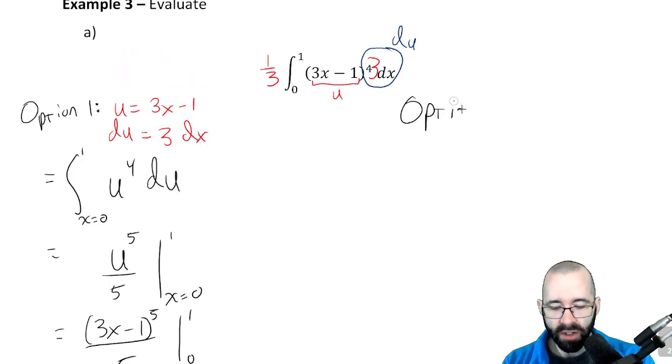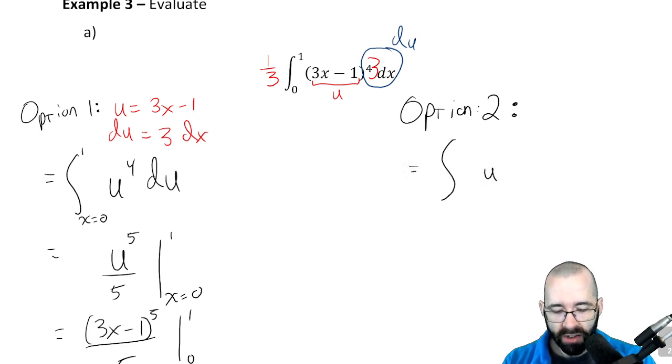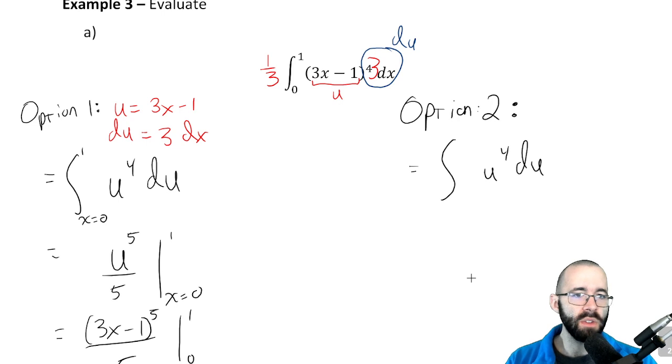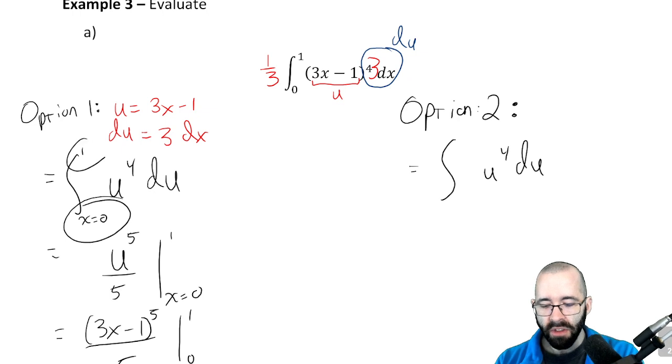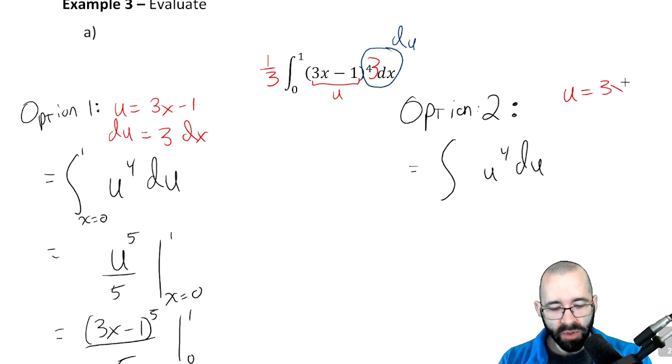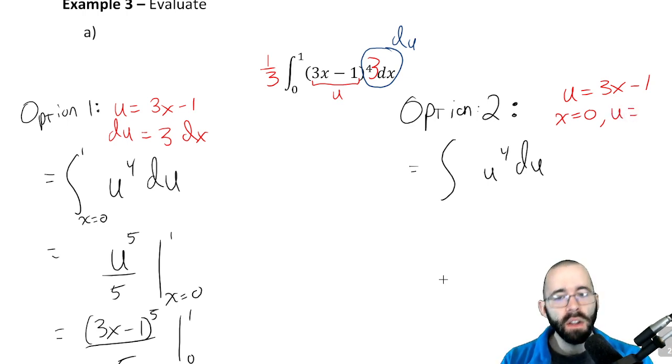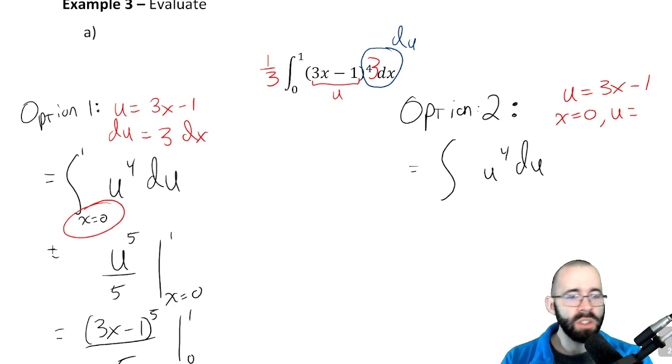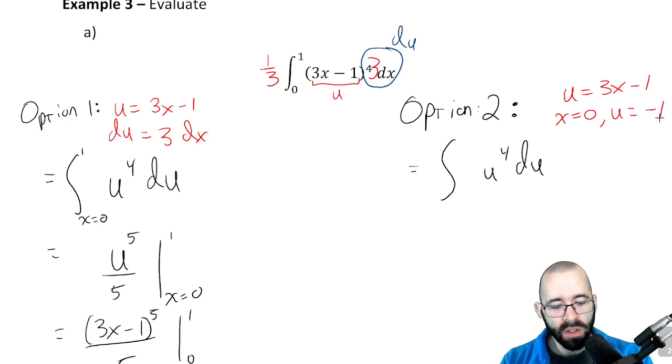So option 2 is very similar. The difference is that when we get here, the integral of u to the 4th du, we still do the same substitution. The difference is that we also convert these limits into u, right? u is 3x minus 1. So if x equals 0, what is u? Because the bottom limit is x equals 0. So if x is 0, u is 3 times 0 minus 1. u is -1.